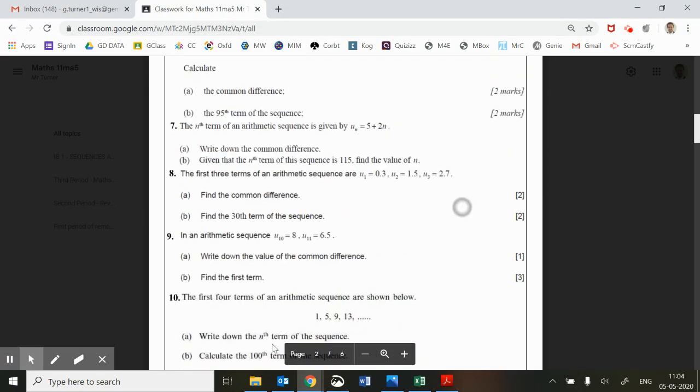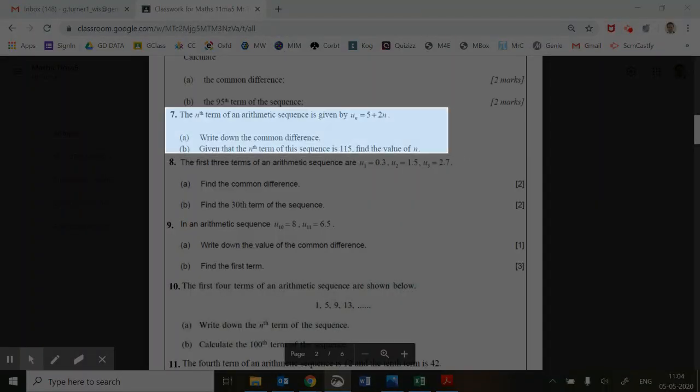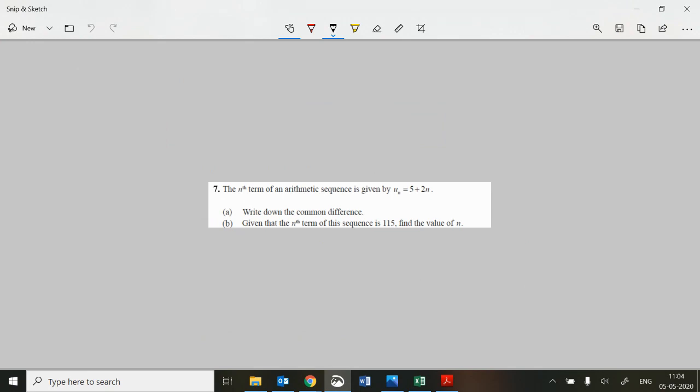Let's take it a little bit further. Question 7. So they've already given us the formula in this case. There's UN. Write down the common difference. Well, if you come up with your first few terms, if you put 1 in, you'll get 5 plus 2 lots of 1, which is 7. If you put in 2, you're going to get 5 plus 2 lots of 2, which is 9. And you put in 3, you're going to get 11. So you can put in 1, 2, 3, 4, 5 to work out the terms of your sequence, and then you can see what the common difference is.